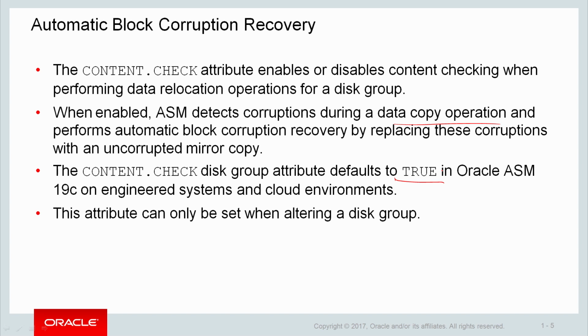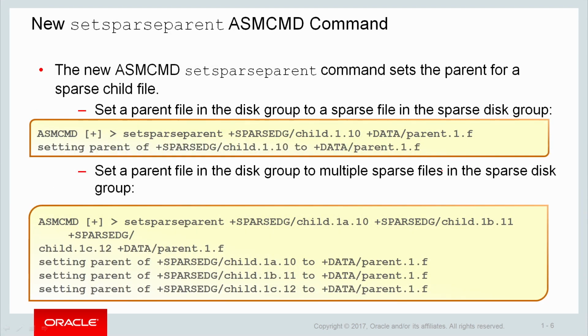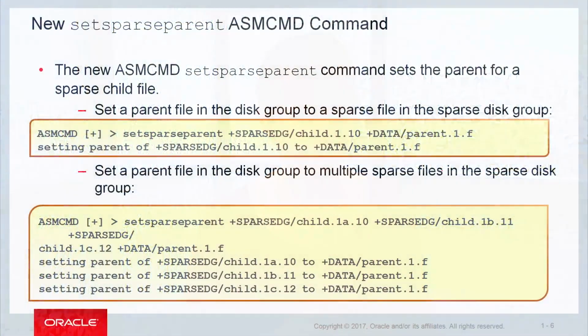So it's an alter disk group command that allows you to set this attribute. Now, there's a new set sparse parent command inside ASMCMD. This is to do with sparse files, which are used to hold changed or new blocks when you're doing database clones. Sparse files can only be held in sparse disk groups. And this new set sparse parent command sets the parent of a sparse child file. So you can set a parent file in a disk group to a sparse file in this sparse disk group.